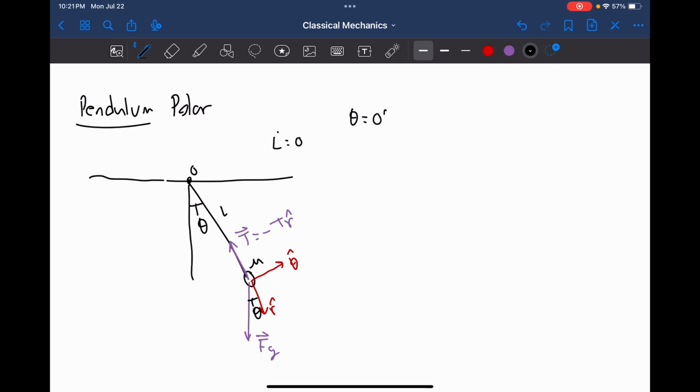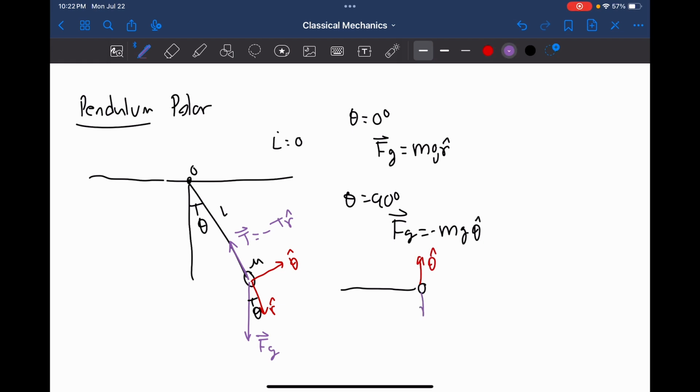If theta were equal to 0 degrees, then the force of gravity is going to point entirely along the r hat direction, so it's going to be mg r hat. So here's our pendulum when theta is equal to 0 degrees, and gravity points out in the r hat direction. If theta were equal to 90 degrees, then gravity is going to point entirely along the minus theta hat direction. Here's our pendulum, here's theta hat, and here's the force of gravity, in the minus theta hat direction. So we have that the force of gravity is going to be equal to mg cosine of theta in the r hat minus mg sine of theta in the theta hat direction.